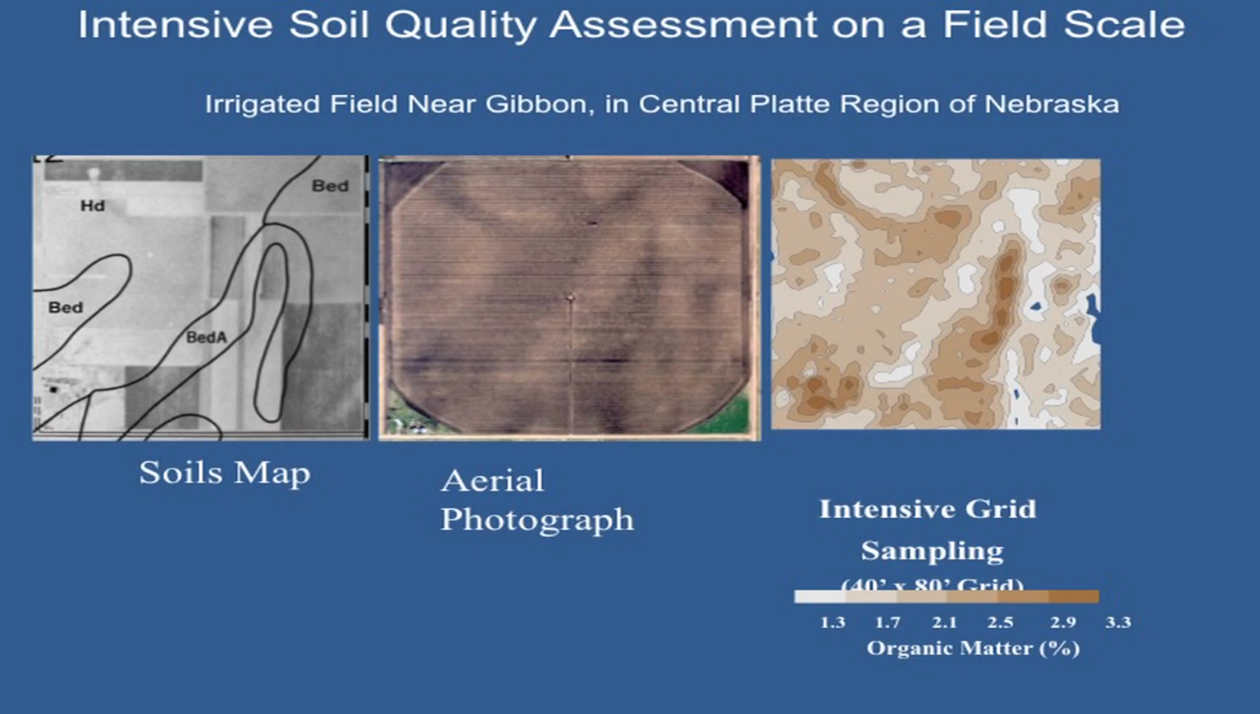All sorts of things here. You can use soil survey maps. You can use an aerial photograph. This is a center pivot out near Shelton. If you look at the intensive grid sampling with soil organic matter, and these are the colors as you can see there, similar to the different colors on your soil organic matter color chart.